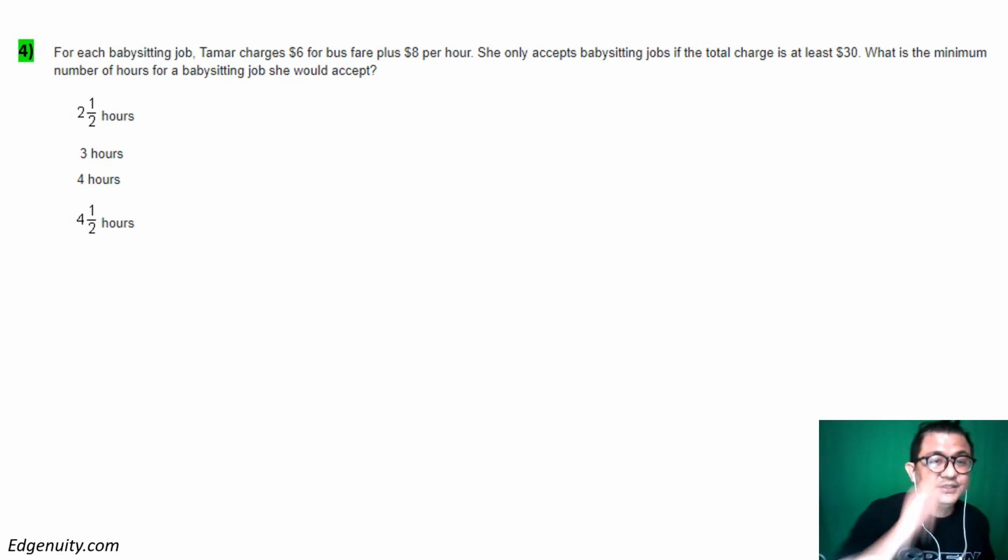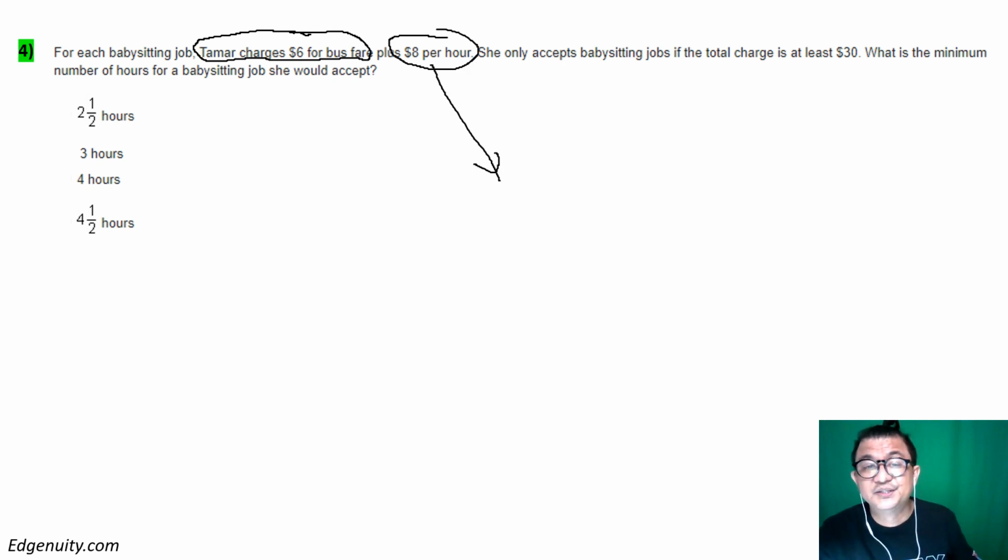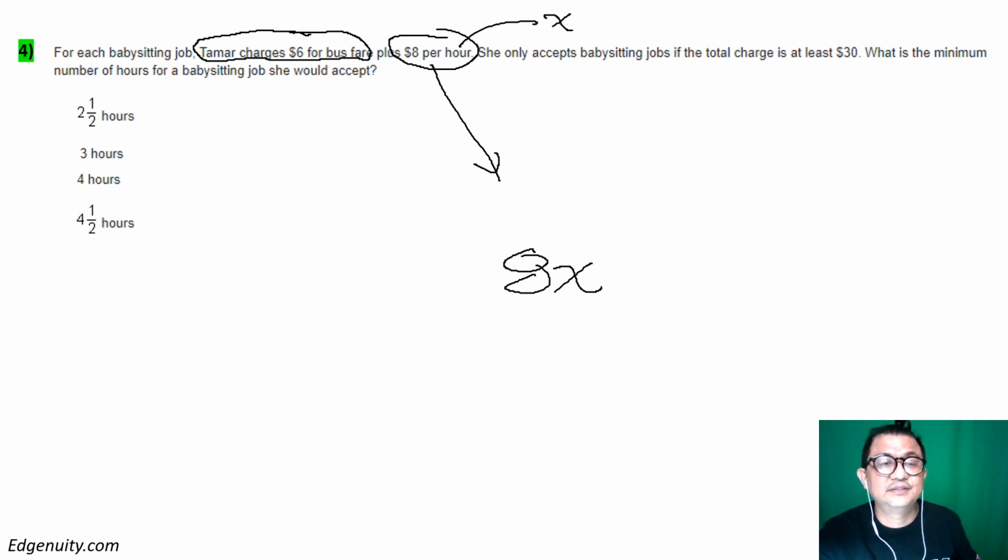Now, for each babysitting job, Tamar charges $6 for bus fare, okay, plus $8 per hour. Again, when you see the word per, you know you will connect there the x, 8, and that hour represents the x. And then charges $6. So plus the $6. Okay, somebody will have to pay that.